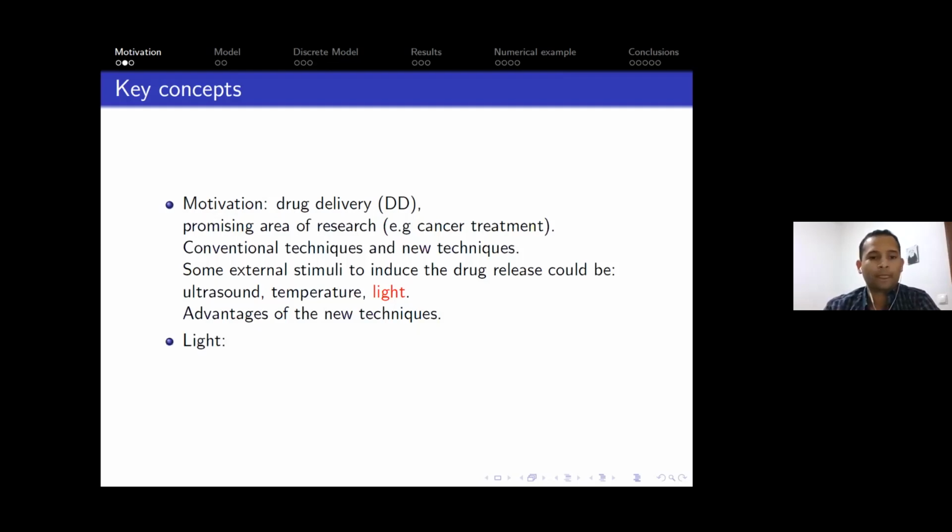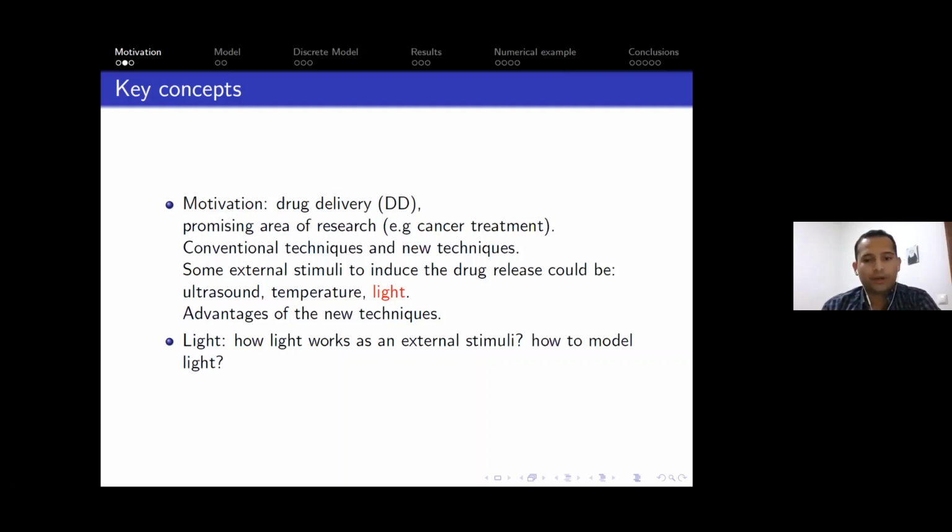About light, I need to say a couple of things. First, how light works as an external stimulus. What actually happens is that light is composed of photons, and the hit of these photons on the chemical compound can actually break the chemical compound. This is well known as photolysis.